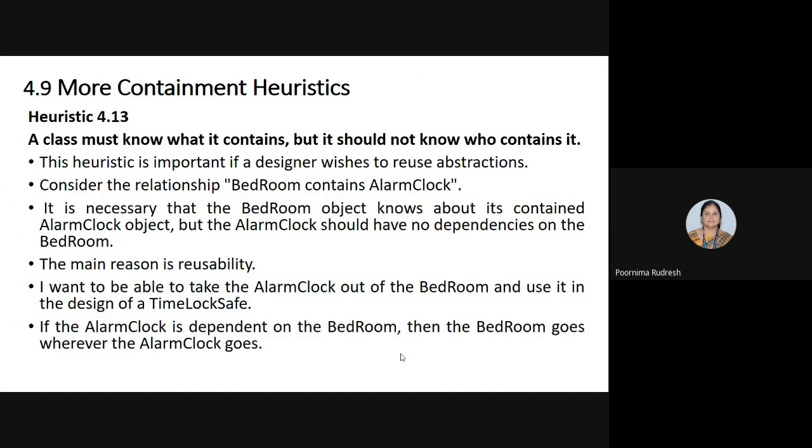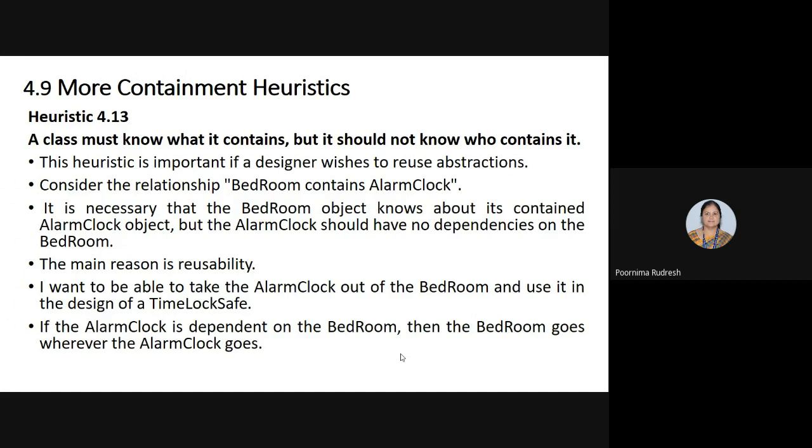If you want to move it, then whatever objects are present in the bedroom would also have to be moved. Suppose I want to move the alarm clock from the bedroom to the kitchen. The condition is that the alarm clock should not have a dependency on the bedroom, right?